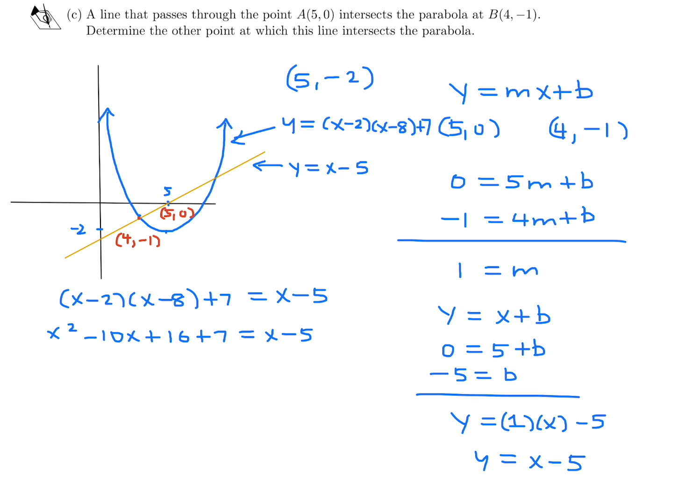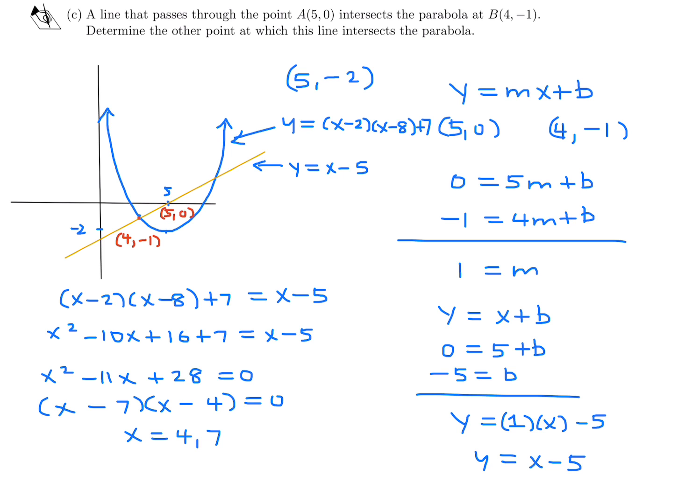Put everything on one side. So let's see here. x squared minus 11x, 23 plus 5, so 28, is equal to 0. And I think this factors. So I've got x, 7, and 4, negative, negative. Yeah. So that means x is equal to 4 or 7.